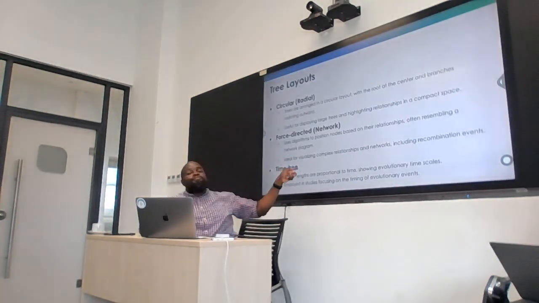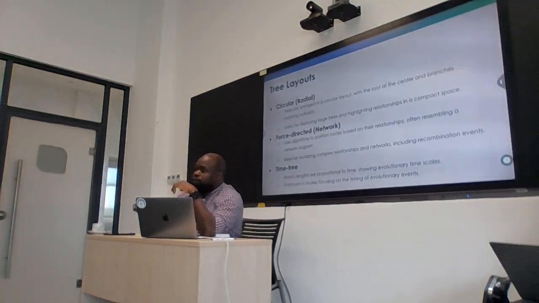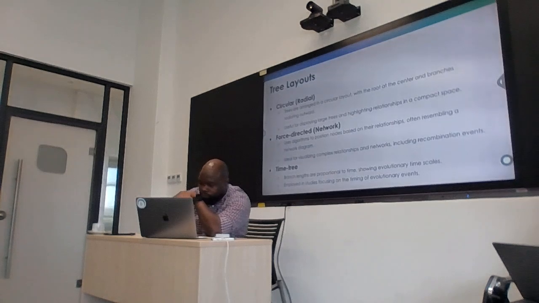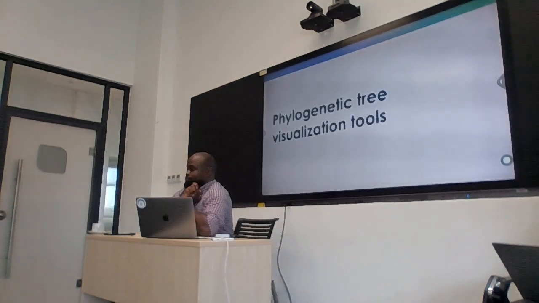And then we have a time tree. So a time tree, the branch does not just represent the genetic distance, but is also representing time. So the branch length is calibrated by time. Okay? Any questions?